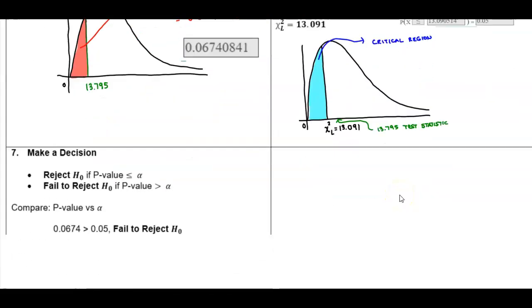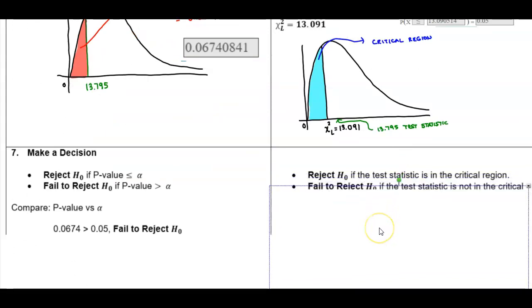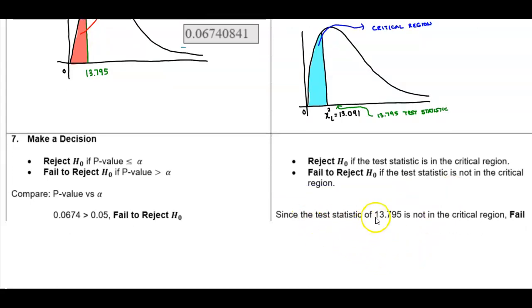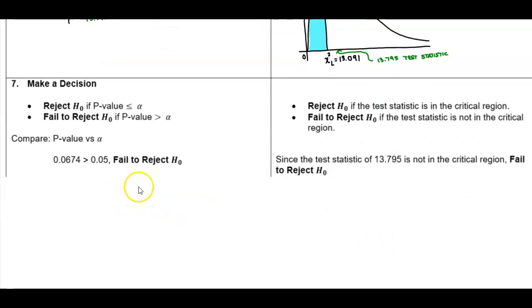So what does that tell us when using the critical value method? Well, you reject the null if the test statistic is in the critical region, and you fail to reject the null if the test statistic is not in the critical region. As you can see here, since the test statistic of 13.795 is not in the critical region, we fail to reject the null, just like we did using the p-value method.